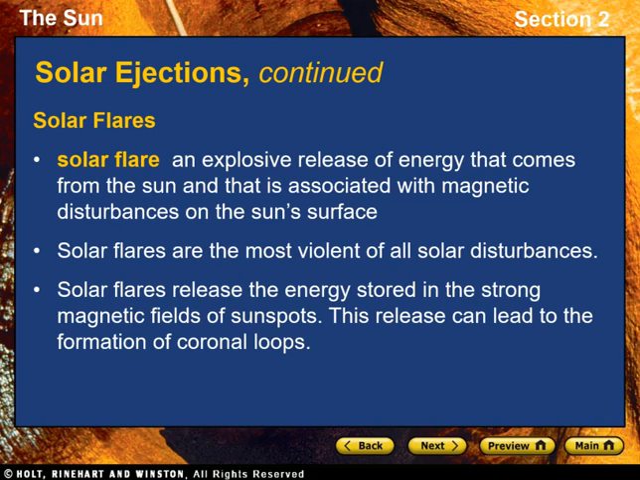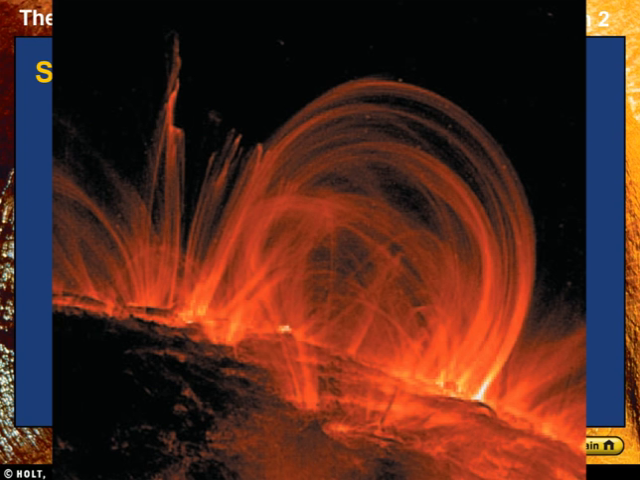Solar flares. The most violent of all solar disturbances is a solar flare, a sudden outward eruption of electrically charged particles such as electrons and protons. The trigger for these eruptions is unknown. However, scientists know that solar flares release the energy stored in strong magnetic fields of sunspots. This release of energy can lead to the formation of coronal loops, such as the ones shown on the screen here.